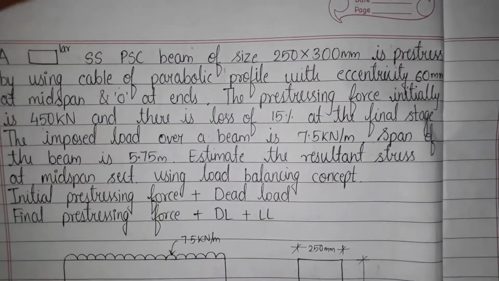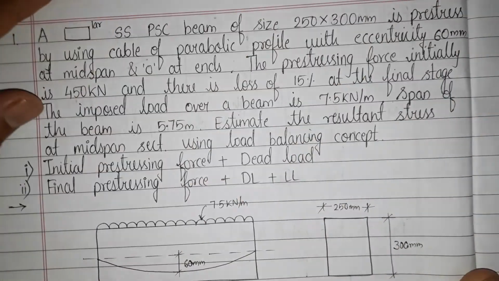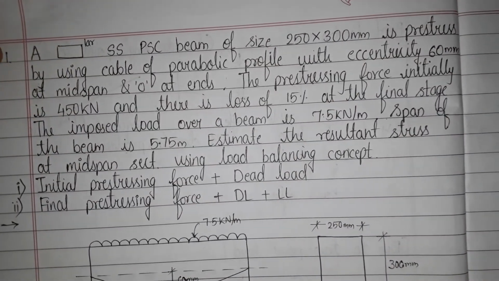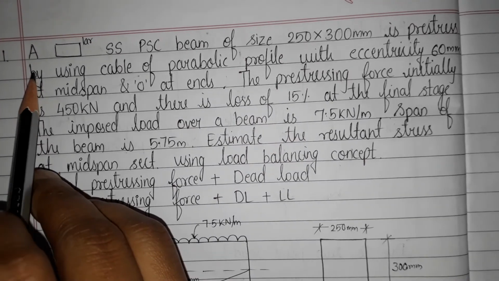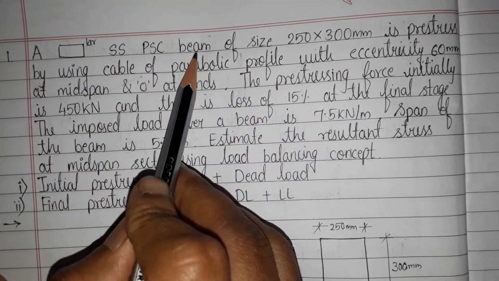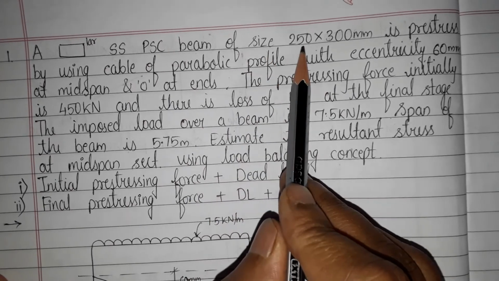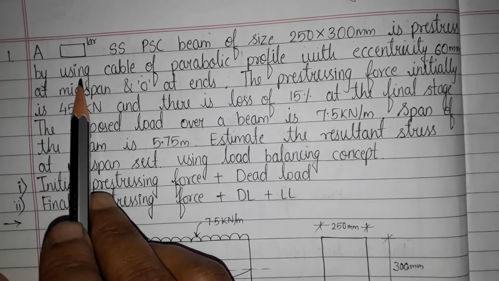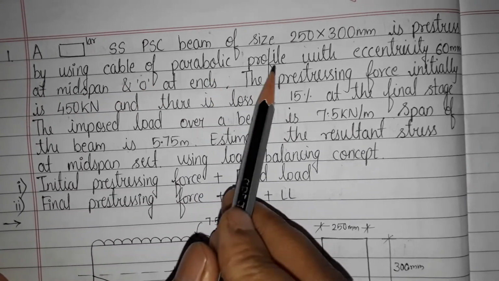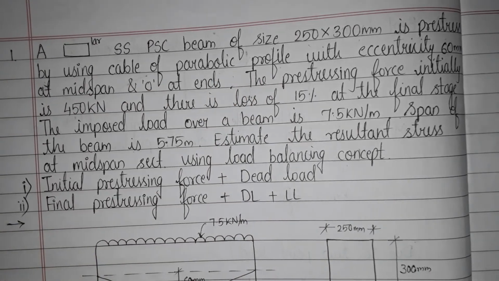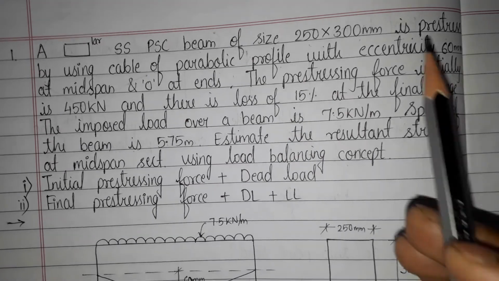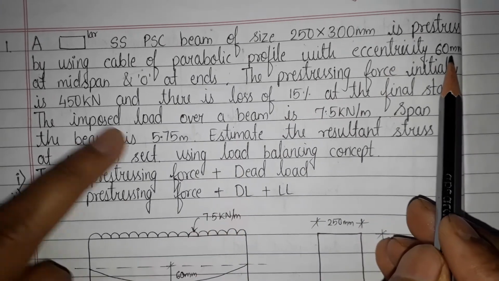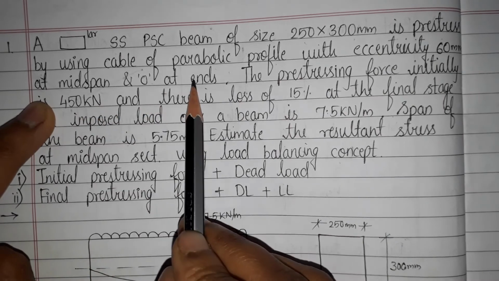the solution of a small problem, how we can find out the balanced load by the load balancing method. I'll read out the statement here. A rectangular simply supported PSC beam of size 250 mm by 300 mm is pre-stressed by using a cable of parabolic profile. So here the cable profile is parabolic with eccentricity 60 mm at midspan and 0 at the end.